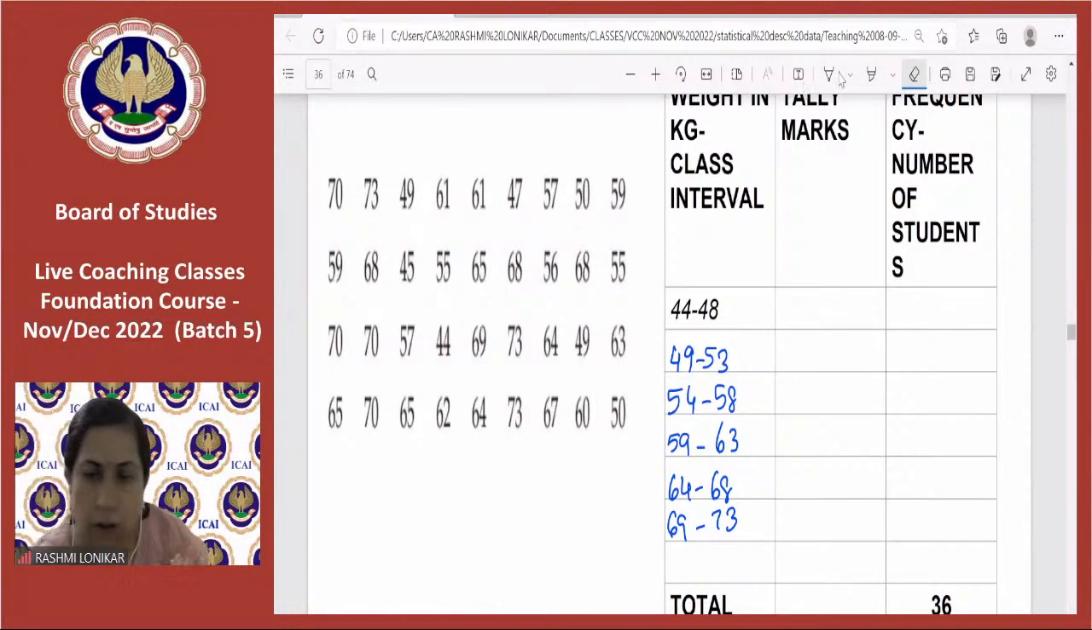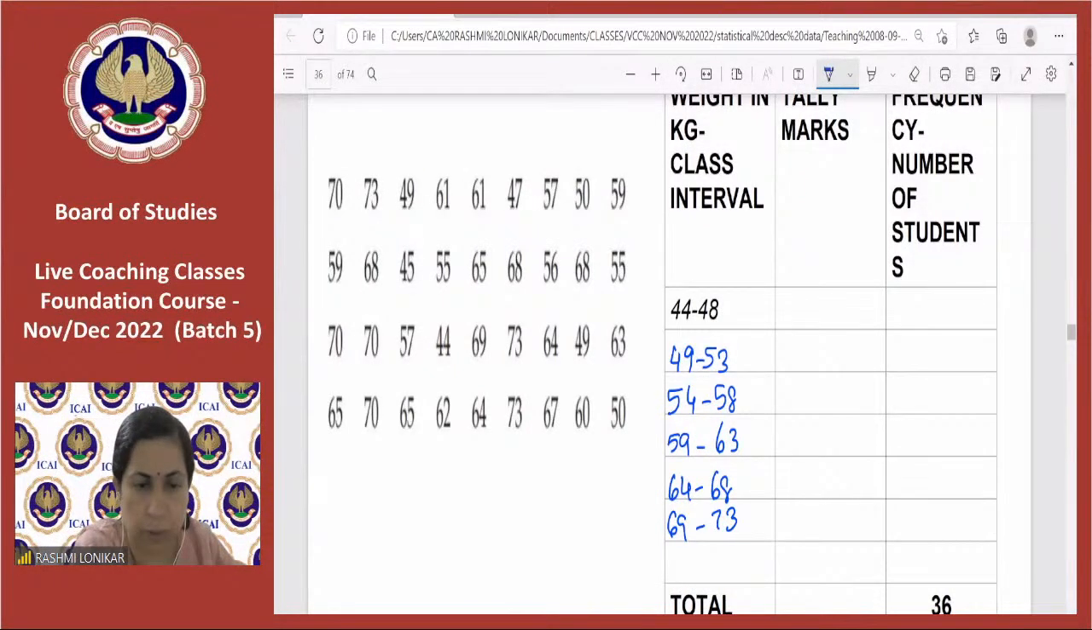Now I will start from here. In this case, we are going to do one by one. Okay. So here, now the number is 70. So I take 70. Where will it fall? It will fall in 69 to 73. I will write 1 stick tally mark here.